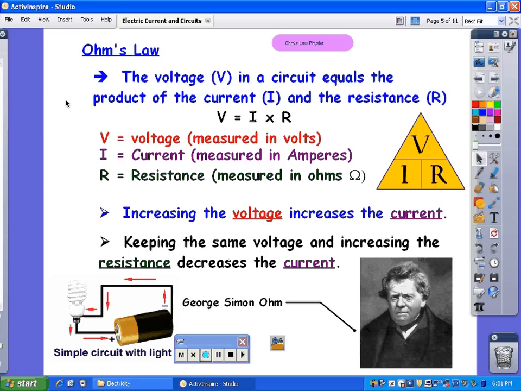Something else. Keeping the same voltage and increasing the resistance decreases the current. That's what the formula shows you. They're inverse. When one goes up, the other goes down kind of thing. So keeping the same voltage, increasing resistance decreases the current. What is this saying? When you have more resistance, it slows down electrons more, right? Well, that's going to make the flow of electrons not go as fast. And it's totally intuitive, which means it makes sense if you think about it.